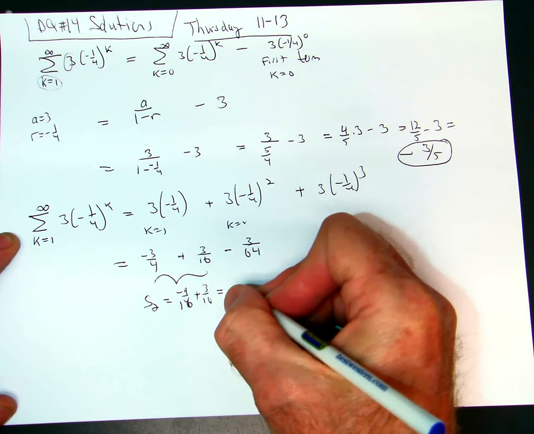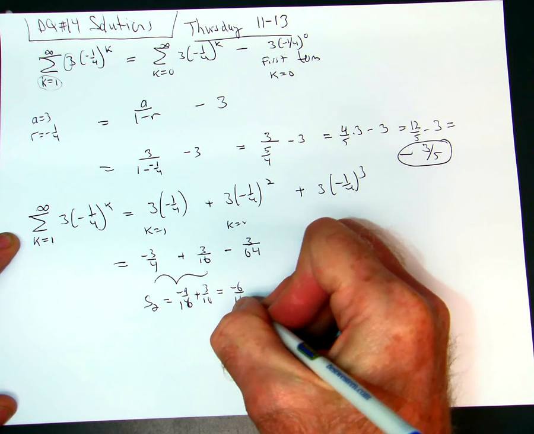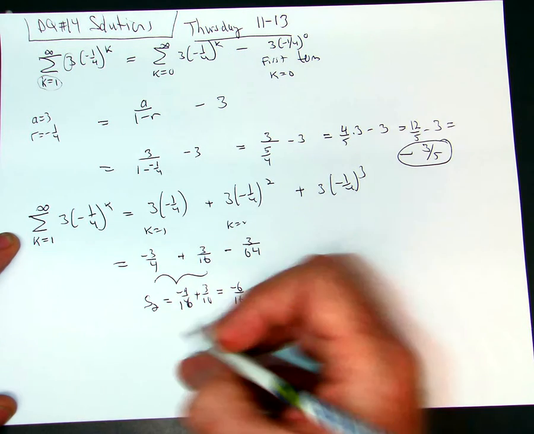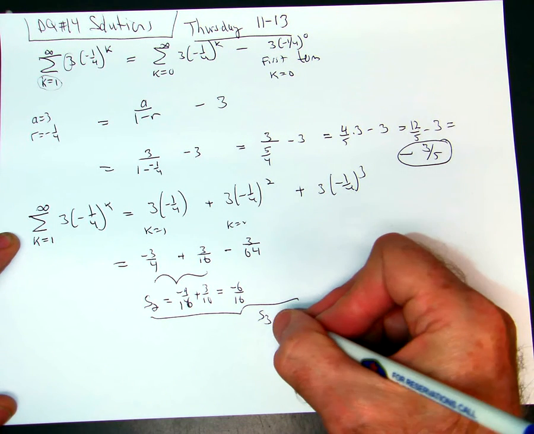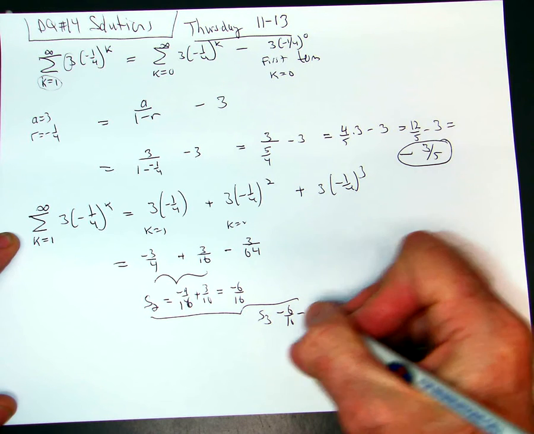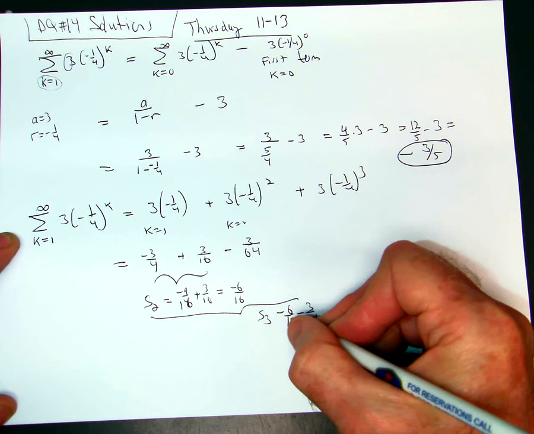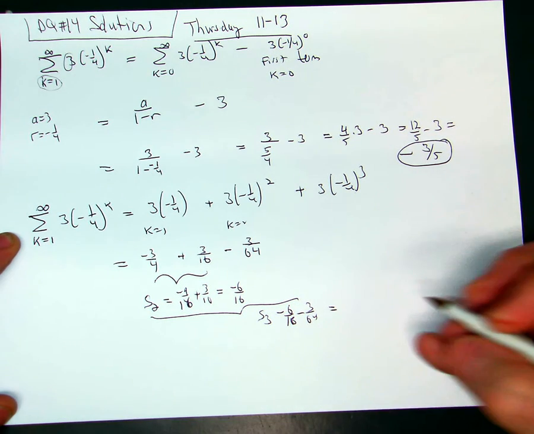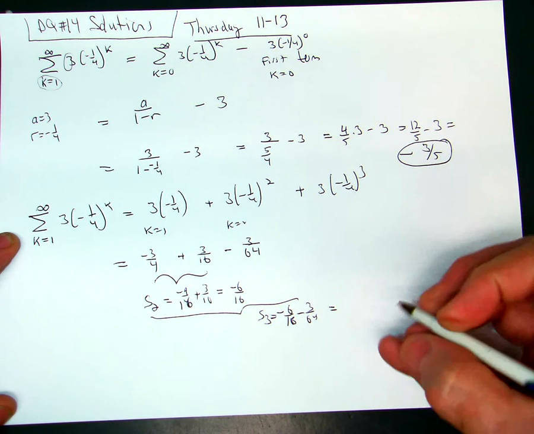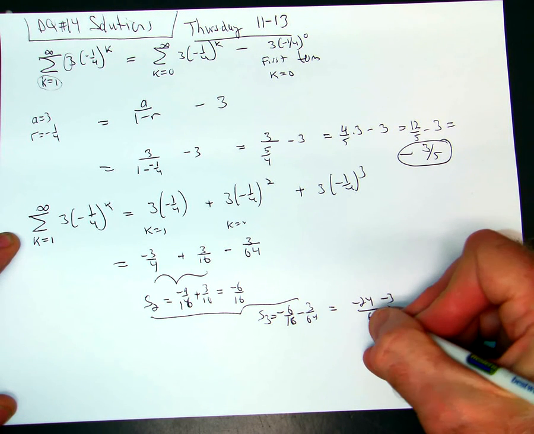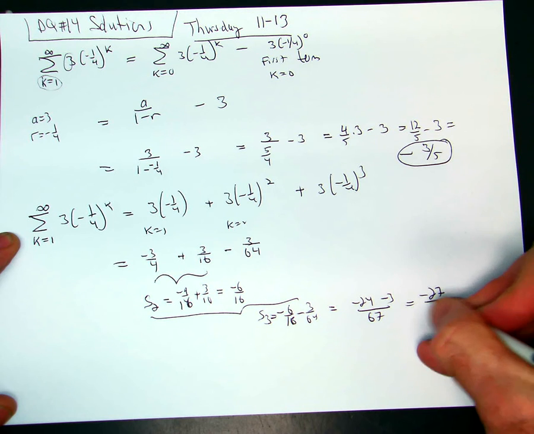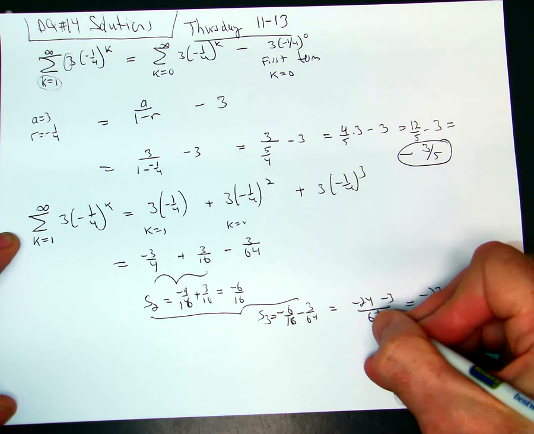Well, that's going to be minus 6/16, which is negative. S3 is going to be the first three terms, minus 6/16 minus 3/64, and that's going to be equal to 64 minus 24 minus 3 over 64, minus 27 over 64. Oops, should be 4 there.